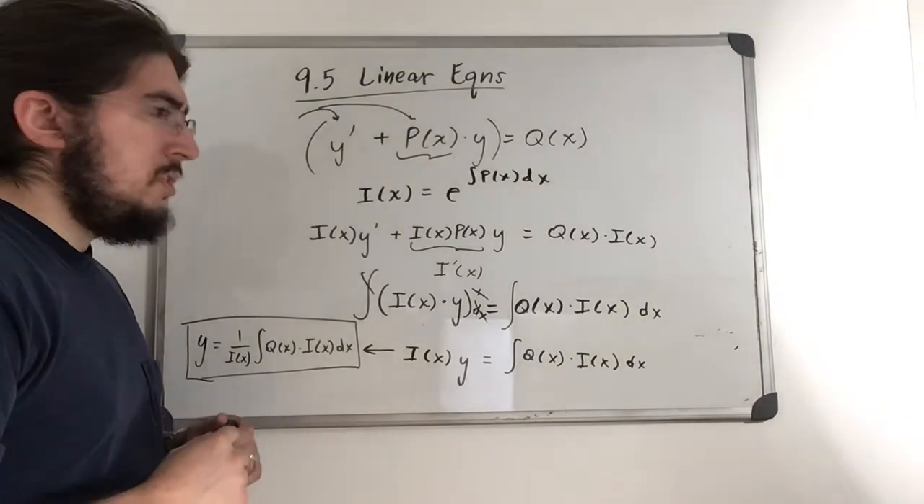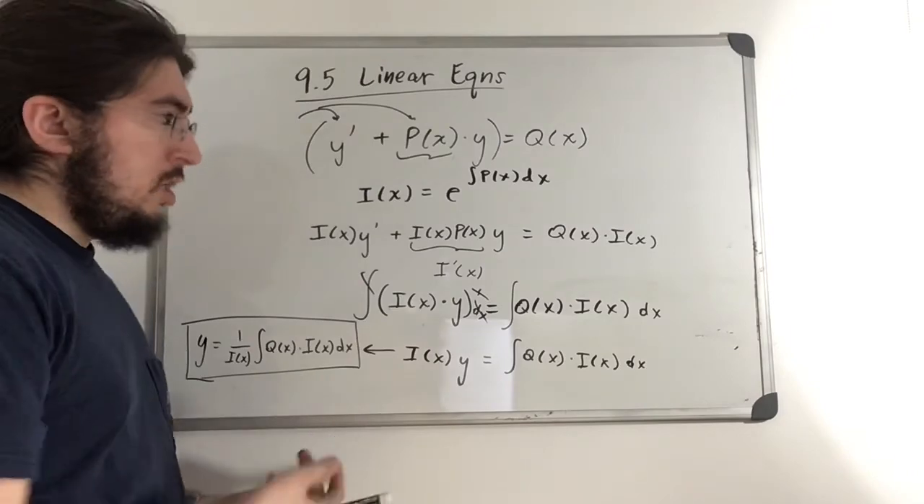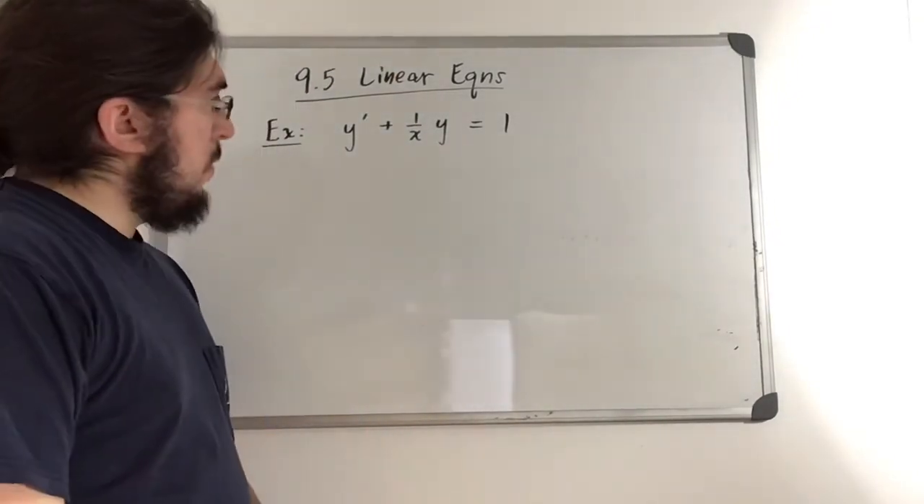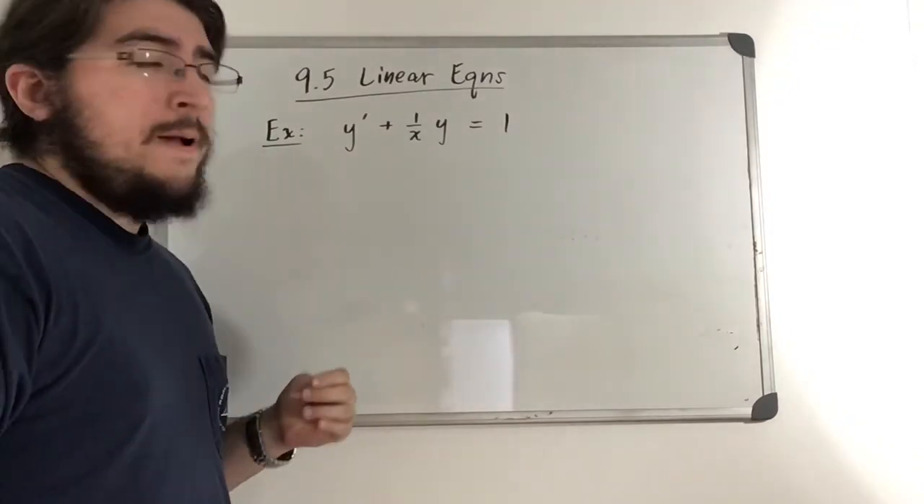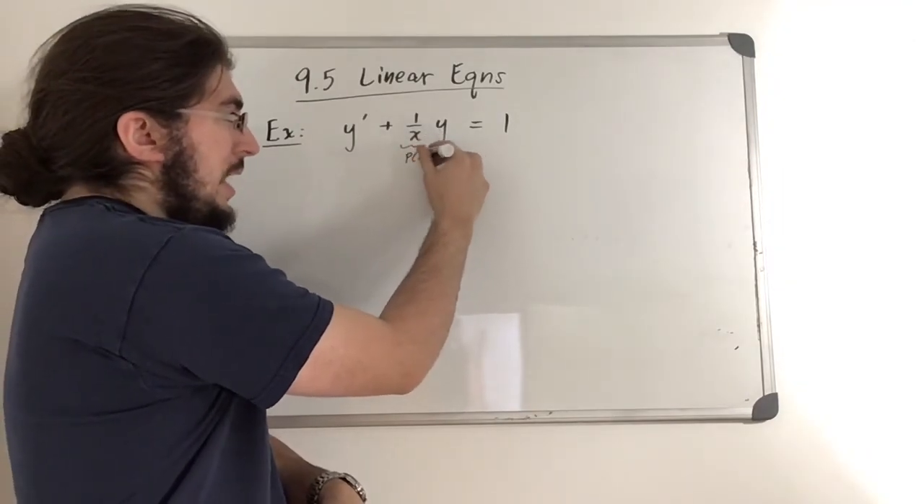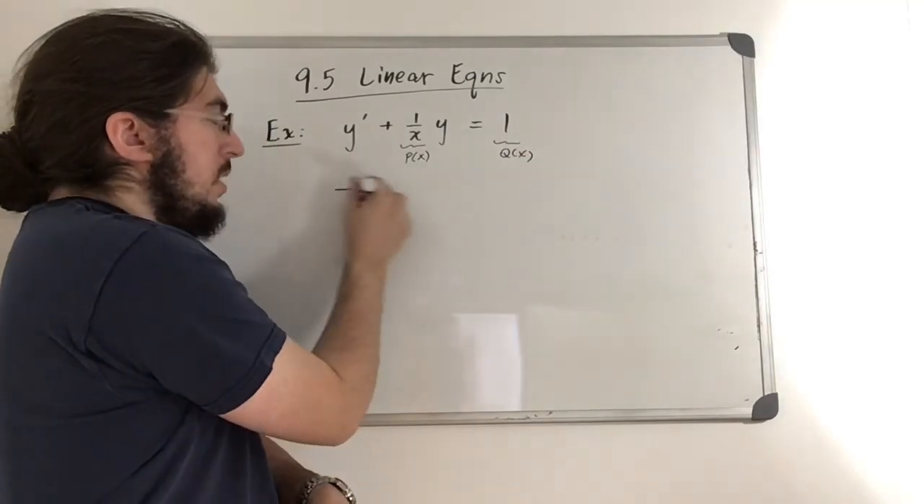And let's do an example right now. You know what? Let's redo the example I showed you using this knowledge. Let's see what happens. Alright, so this is the example we saw before. y prime plus 1 over x y is equal to 1. Now, remember, if we label things accordingly, this is p of x and this is q of x. Perfect. So now all we need to do is find I of x.